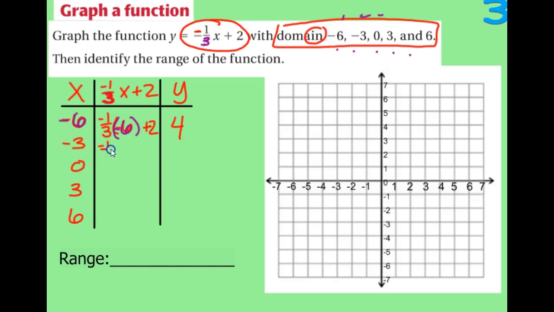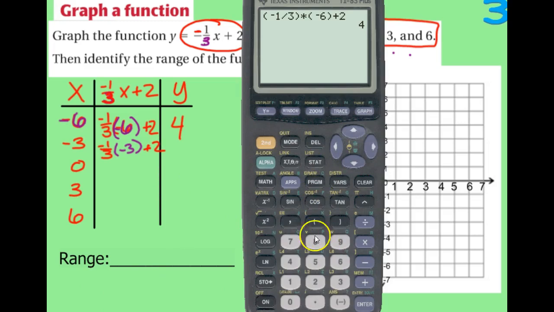Then we're going to do the same thing again, negative 1/3, but this time times negative 3, and then add 2. So in my calculator, I'm going to put in parentheses negative 1 divided by 3. There's my fraction. Times a negative 3, and then add 2. I get 3.